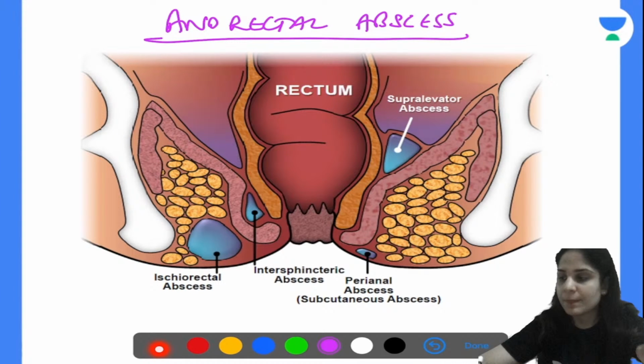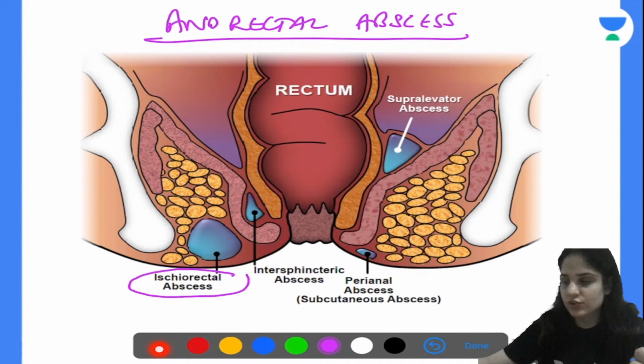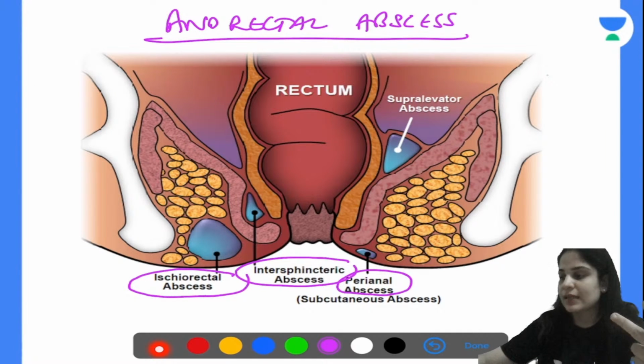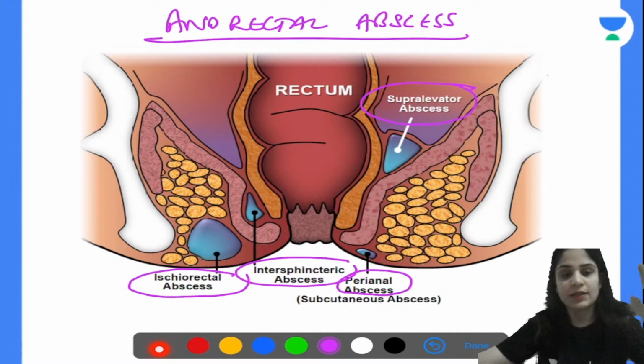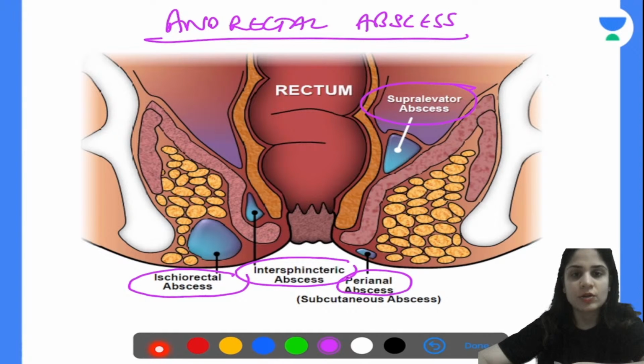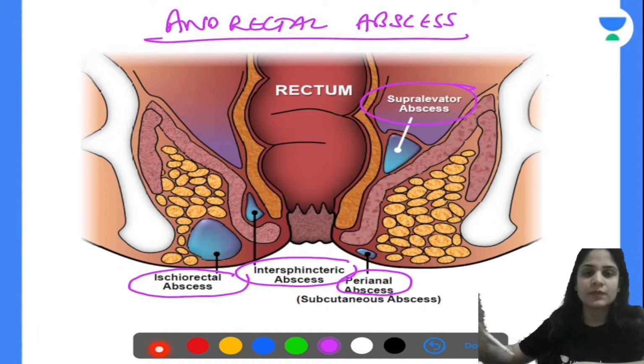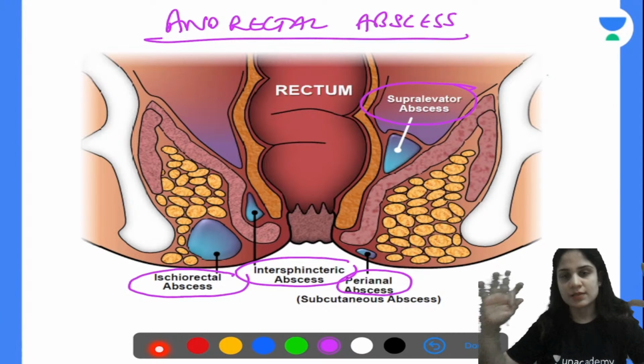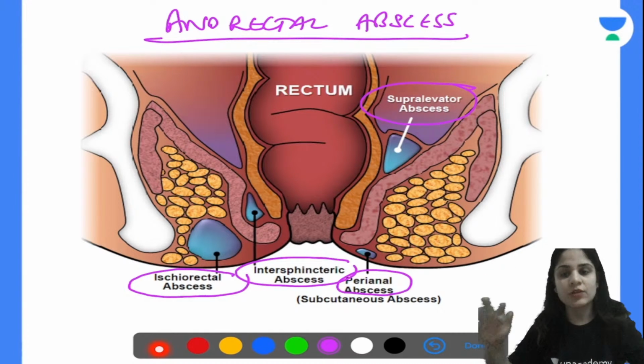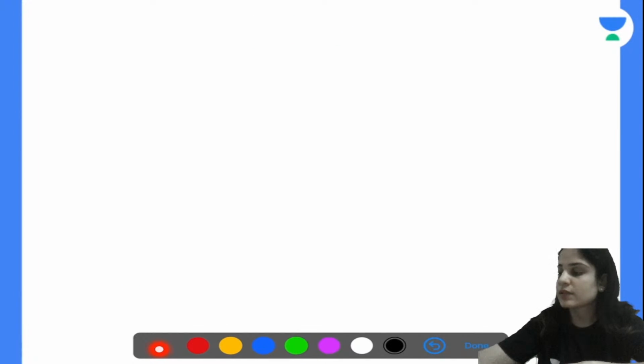So, you may have a perianal abscess. I'll show you over here. In the ischiorectal area, you can have an ischiorectal abscess. In between the sphincters, you can have an intersphincteric abscess. Then you can have a supralevator abscess. So these 4 abscesses are formed as a part of the anorectal abscesses. If any of these abscesses is present, you can say that it is an anorectal abscess. Okay.